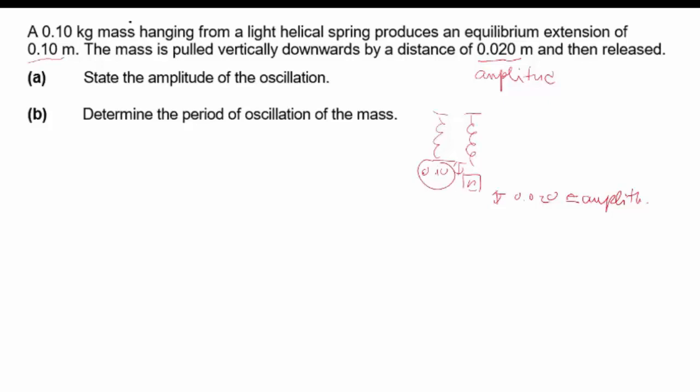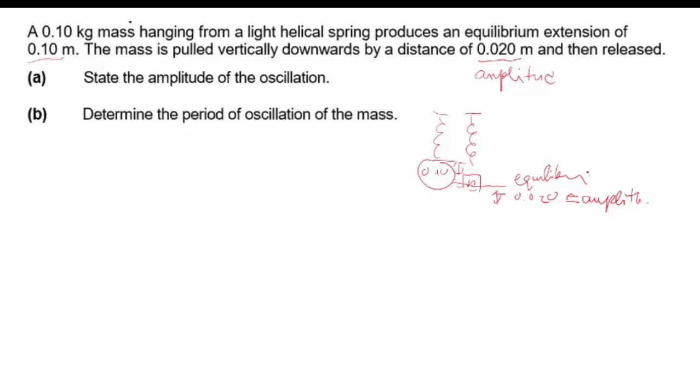So the answer for part A is the amplitude of oscillation is 0.02. The amplitude is measured from here, from the equilibrium position, because the 0.1 meter is actually below the unstretched length, is the equilibrium position.